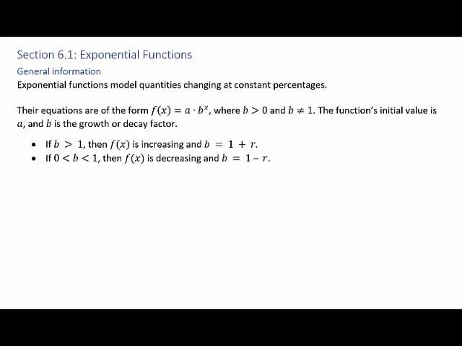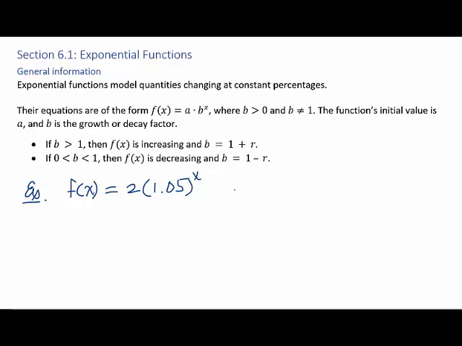Okay, so for example, an exponential function could look like this. f(x) = 2 times 1.05 to the x. In this case, a is 2 and b is 1.05. Because b is greater than 1, this function is increasing, and it's increasing at a rate of 5%.